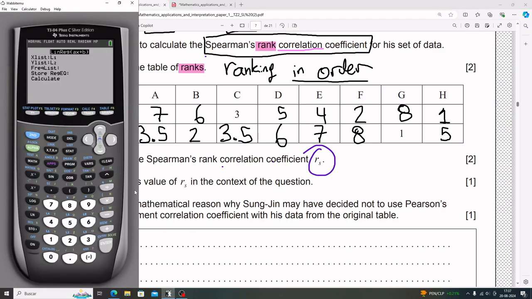So we're going to go ahead and press calculate. You press calculate, it calculates. That's what a calculator does. And here you have a bunch of stuff. So Spearman's rank correlation coefficient is going to be the R at the bottom.